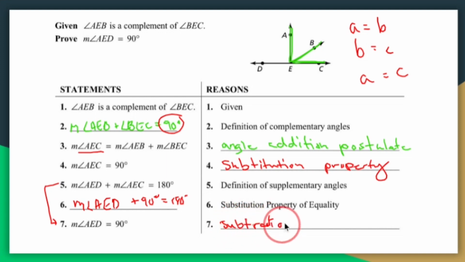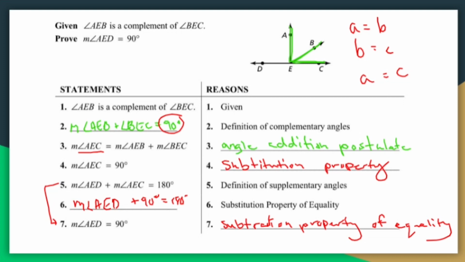Subtraction. Ugh, looks terrible. Property of equality. And so there's my proof.